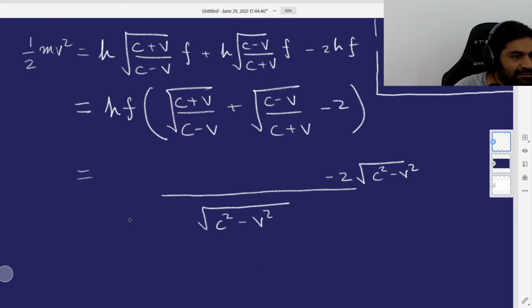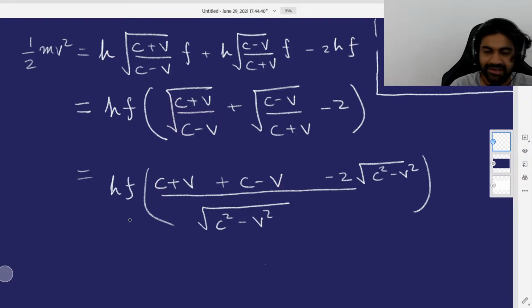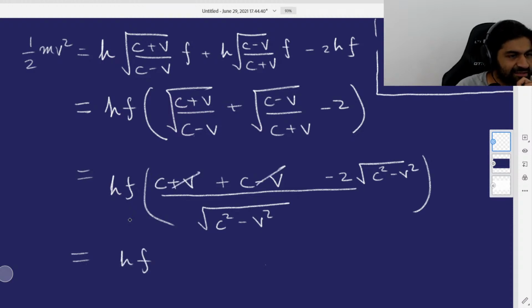And let's see, I'm multiplying c plus v with c plus v and taking the square root. So that's just going to give me c plus v. And then I'm multiplying c minus v with c minus v, and then I'm taking the square root. So that should just give me c minus v. So this is plus c minus v, all of this times hf. So now this will give me hf. The v's cancel. This is 2c minus 2, so I can take a 2 out common, right?